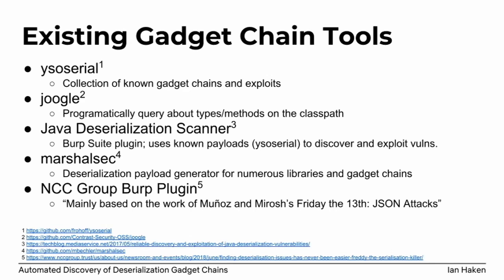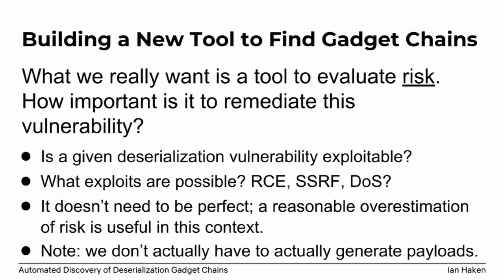There's the Java deserialization scanner. That's a Burp Suite plugin that basically uses payloads from Serial to dynamically scan your app and determine if any of those payloads work. Already mentioned MarshallSec. Earlier this year, the NCC group released a Burp Suite plugin, which again kind of does the same thing as the other Burp Suite plugin, but that one's mainly based on payloads from Muñoz and Miroshis' work at last week's Black Hat. But all of those things don't really do what I just described on the last page. Tell you something that's unique about your application. So really, what is it that I'm after? So we've got thousands of applications in our Netflix microservice ecosystem.